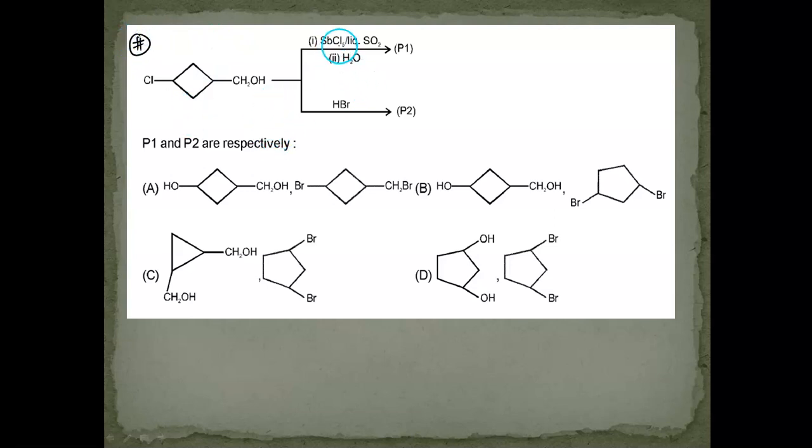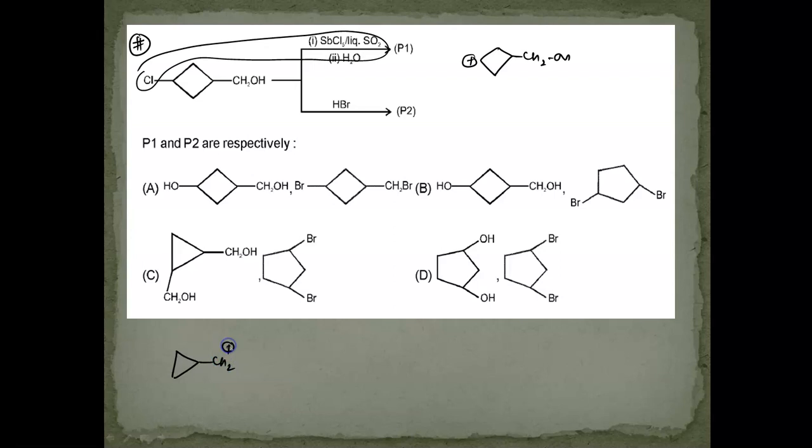Now what is SbCl5? SbCl5 is going to abstract this chlorine and create a carbocation over here. Then we know that the methyl cyclopropyl carbocation is stable due to dancing resonance. So we will have a ring contraction over here, and once we have a ring contraction, we can see that the plus transfers over here.